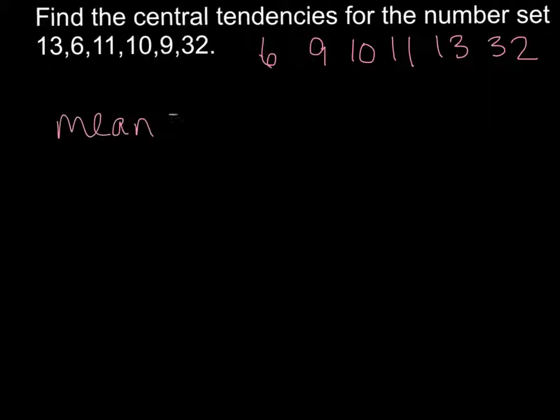Next one. Find the central tendencies for the number set 13, 6, 11, 10, 9, and 32. Again, put them in order first, so you would get 6, 9, 10, 11, 13, and 32. Your mean, again, is your average. You'd add all the numbers up, and you'd get 81 divided by how many there are, and there's 6 numbers. And if you actually divide that, that'd be 13.5.